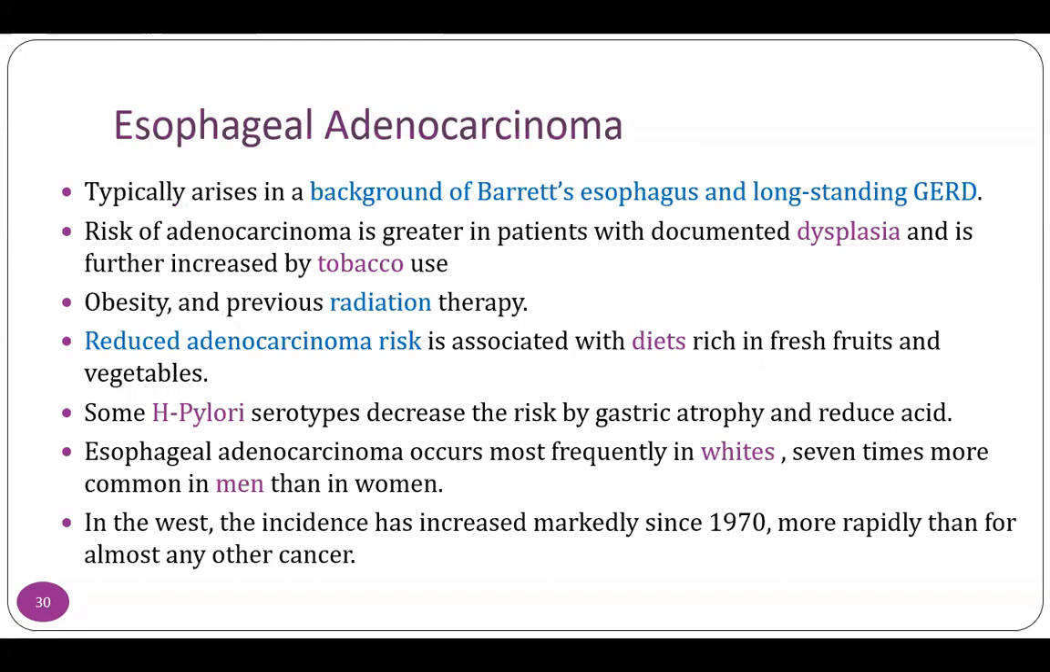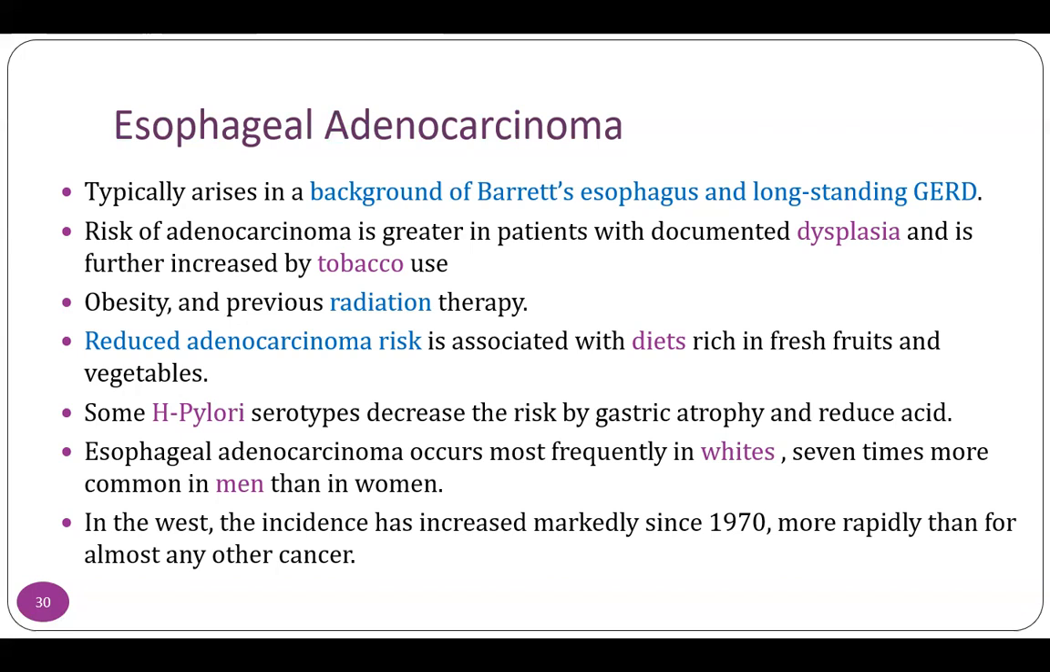Adenocarcinoma looks like it's coming more and more nowadays. It's usually on the background of Barrett esophagus. The risk of adenocarcinoma actually increases: the higher the dysplastic change, the higher the probability of adenocarcinoma in the esophagus. It looks like the risk increases with tobacco use. Smoking is a clear-cut risk factor for adenocarcinoma. Also, radiotherapy in the chest area is a risk factor for adenocarcinoma.